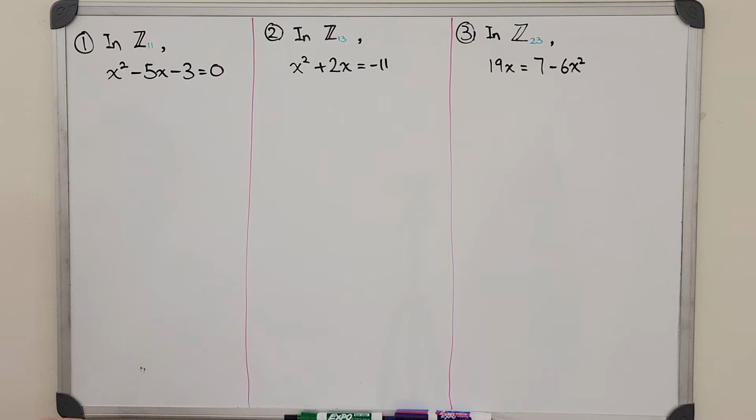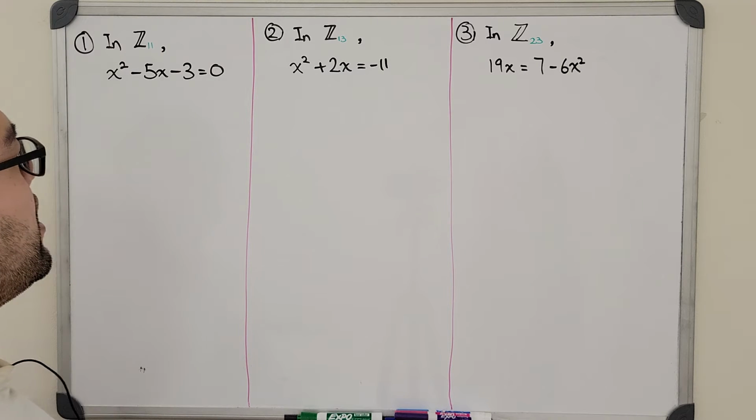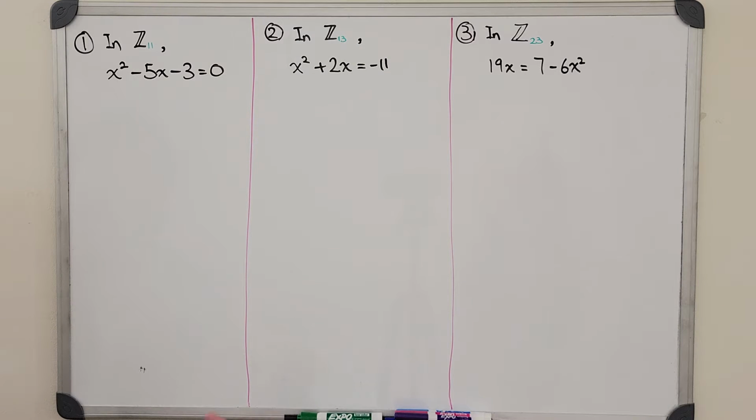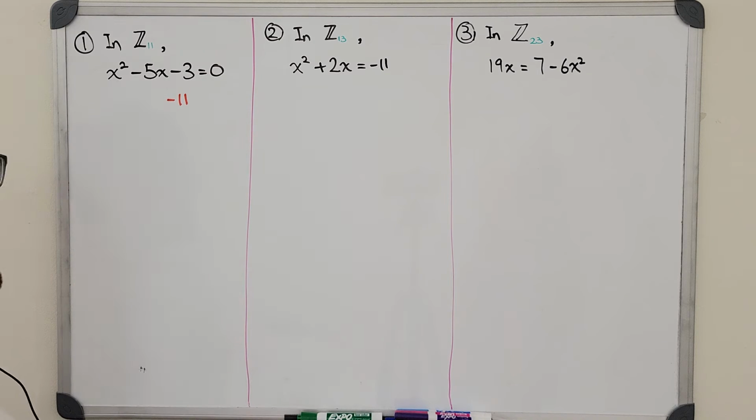So in the first problem, we're limited to Z11, meaning that as long as two integers have the same remainder after being divided by 11, those two numbers are treated as the same number. Because of that, we can treat 11 or minus 11 as equal to 0 because they both have the same remainder. So if we add 11 or subtract 11 on one side, we don't have to do it on both sides in this case, because 11 or minus 11 is treated as 0.